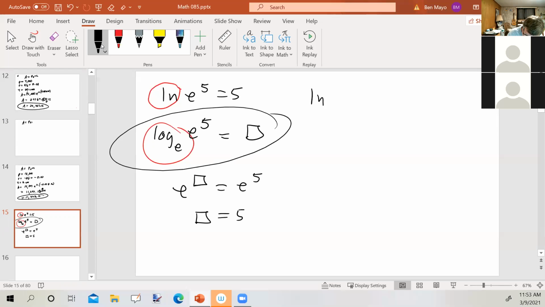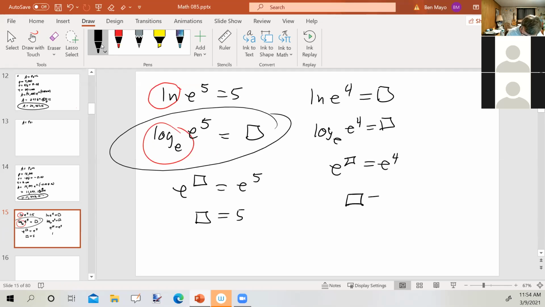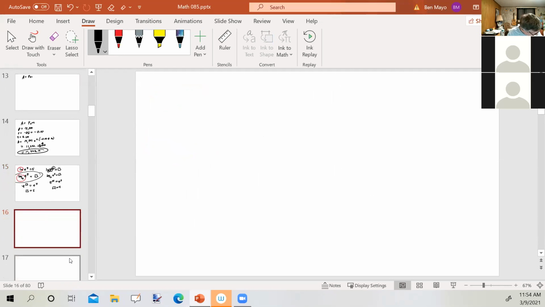Okay. The natural log of e to the 4th, what do you think that would be equal to? Four. Yep. Because this would be log base e of e to the 4th equals box. e to the box equals e to the 4th. The box equals 4. So if the base here is the same as the base there, it's like they somehow undo each other, don't they? And that exponent remains. Yeah. It's not really magic, but we're not going to get into that right now.